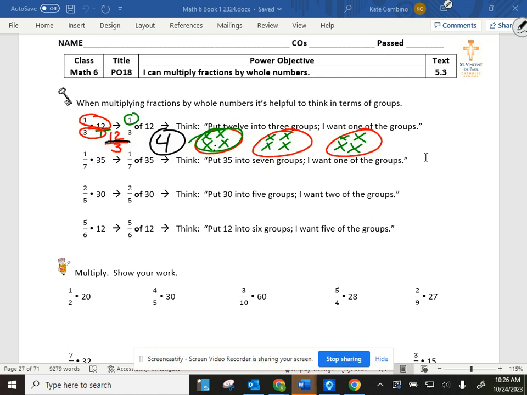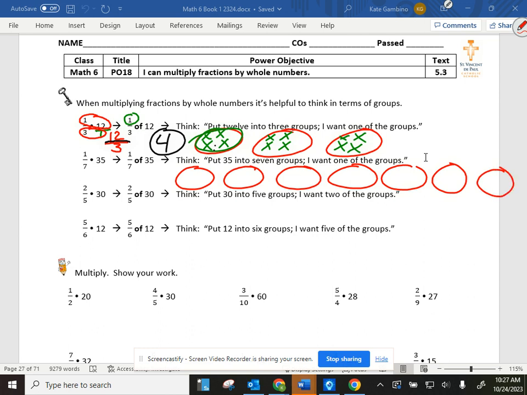So let's look at our next one. 1/7 times 35. 1/7 of 35. So we have our 35, and we're going to put them into 7 groups. So I've got my 7 groups, and I'm going to divide up my 35.